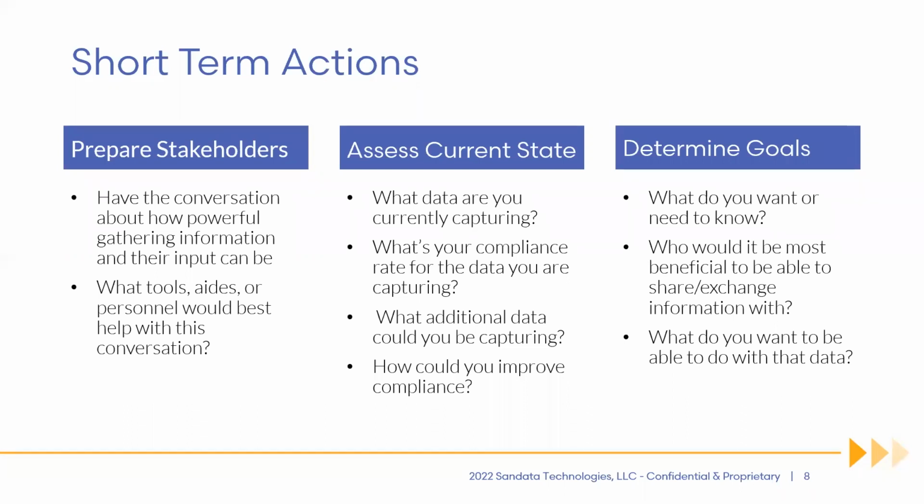And then determine your goals. So what do you want or need to know? Ultimately, what's the big question about the people that you work with and you serve across the care continuum? What is it that you need or want to know? And who would be the most beneficial to be able to share and exchange information with? That's also a key one, because maybe you have a piece of the puzzle or some information, and you know of another entity that you work with or you would like to work with who has more information. Having that conversation internally and determining who it is that you would like to be able to work with is key in a short-term action to one of the long-term actions we're going to talk about next.